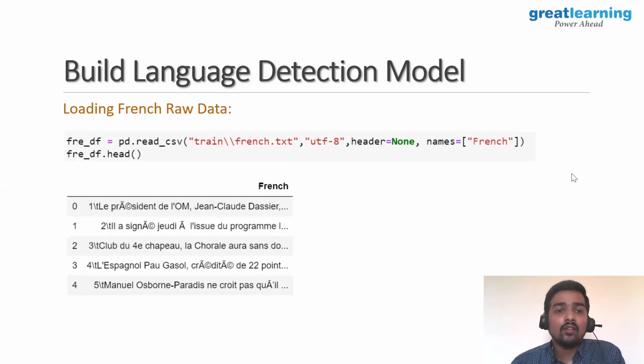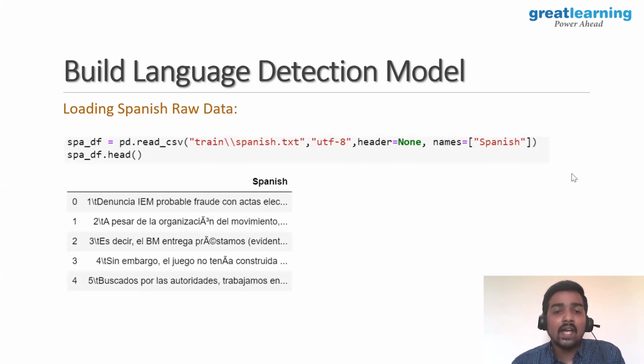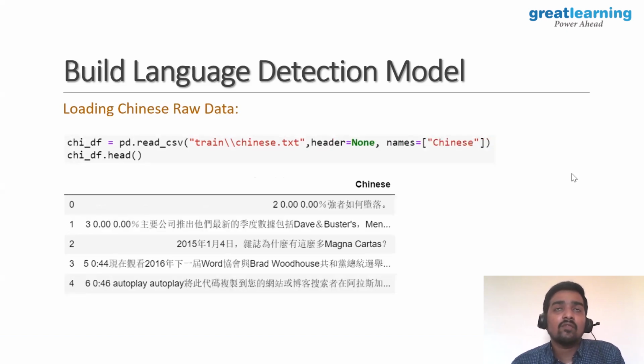So the next slide is also for the French raw data. We have taken the French data, and you can see a lot of special characters, right? Which may not really be French language. So we'll see whether these will be removed in the pre-processing steps or not. And also Spanish. So we have 5 languages. One is English, then German, French, Spanish, and the last one is Chinese.